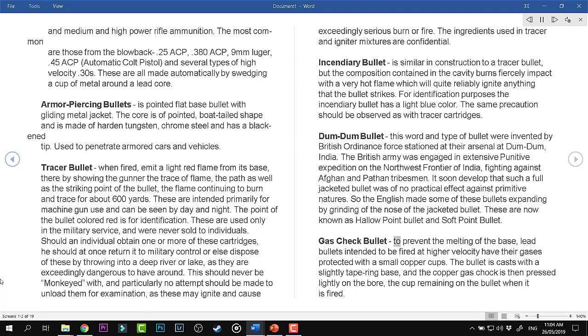Gas check bullet, to prevent the melting of the base lead. Bullets intended to be fired at higher velocity have their bases protected with a small copper cup. The bullet is cast with a slightly tapering base, and the copper gas check is then pressed lightly on the base, the cup remaining on the bullet when it is fired.